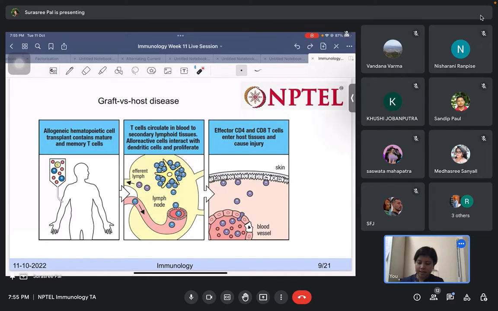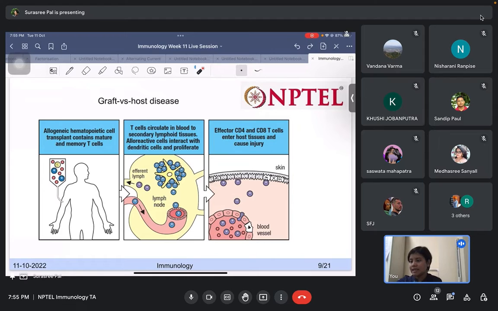So what happens here is that when hematopoietic stem cells are transplanted, so in several cases of leukemia, in lymphoma, what we do is this bone marrow transplantation, right? So the hematopoietic stem cells are often transplanted from the donors. And while this kind of allogenic hematopoietic stem cells are transplanted, then these hematopoietic stem cell populations also contain several mature and memory T cells. Okay, so these are also transplanted along with the hematopoietic stem cells.